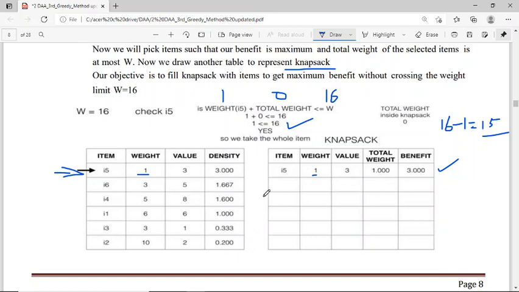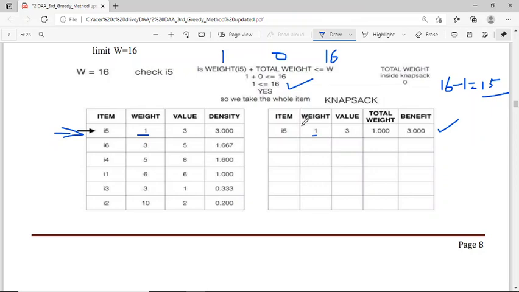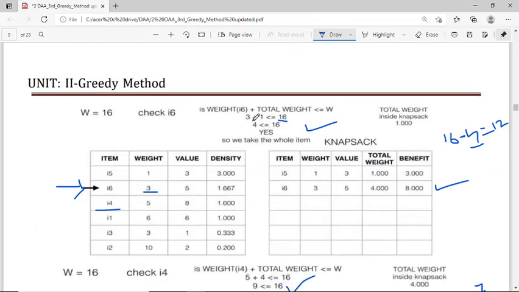The same procedure we follow for the next one. The weight is 3, plus the total weight, meaning what you have added previously, which is 1. So 3 plus 1 less than or equal to 16. Then the total 4 less than or equal to 16 is true. We can add the whole weight in the bag. So we added it here.